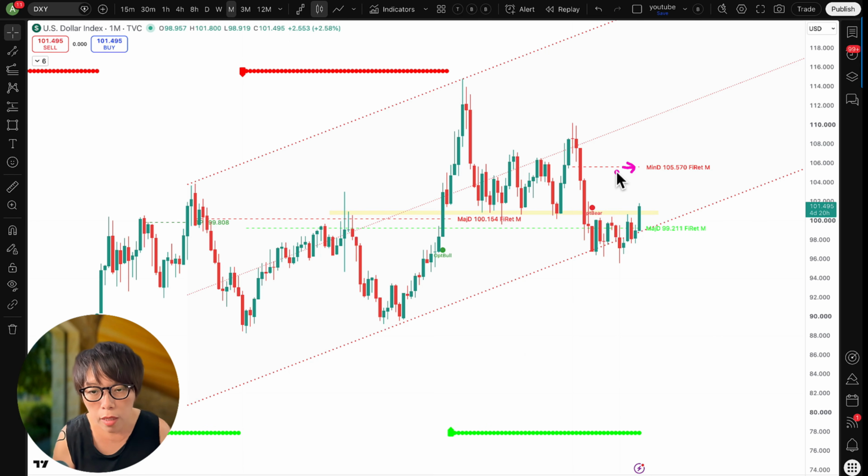But more importantly, I will make a second part on how I've traded the euro at somewhere around here based on my view on the US dollar.